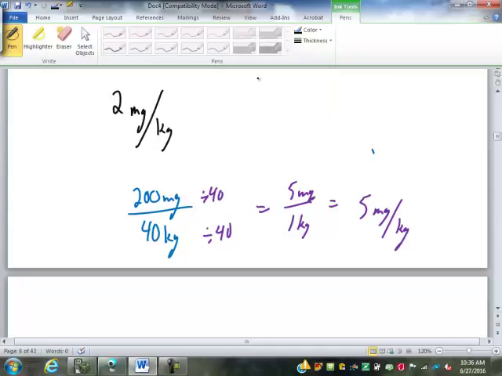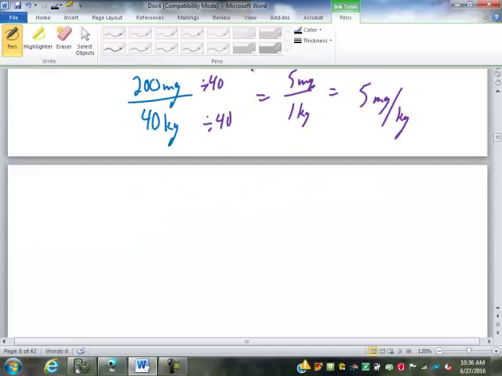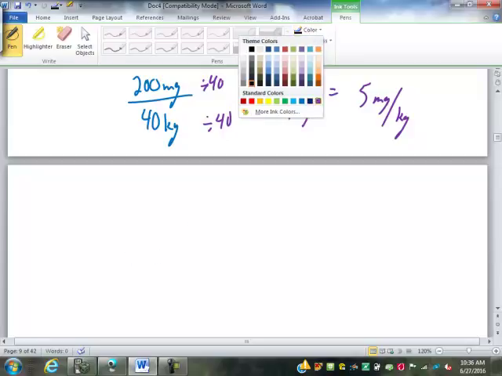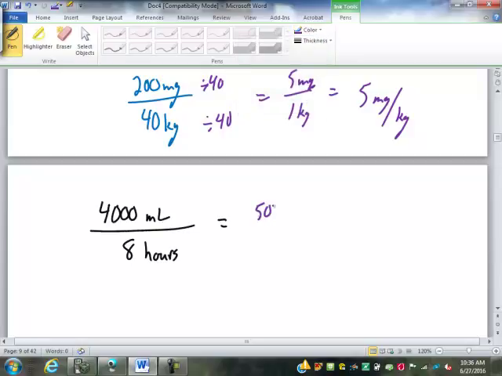Many of our rates have time in the denominator. For example, if we're sticking with medical here, you might have 4,000 milliliters over 8 hours. So again, you divide by the 8, you get 500 milliliters in 1 hour, or 500 milliliters per hour. So time is often the denominator in a rate, but not always.